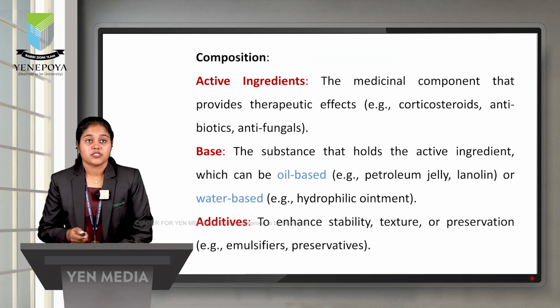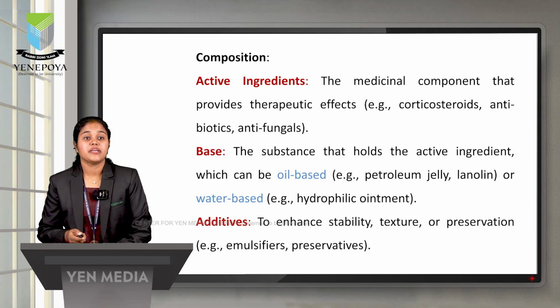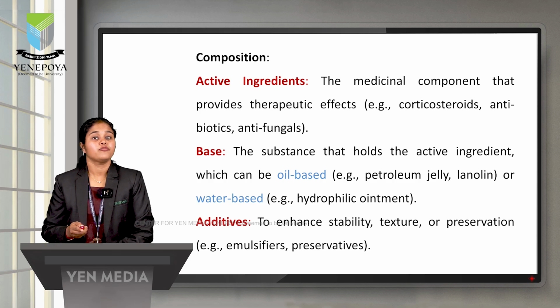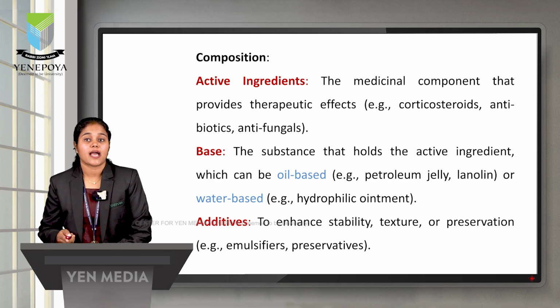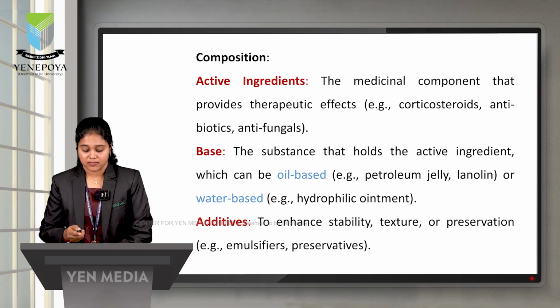We will see what the composition of this is: active ingredient, base, and additives. The active ingredient is mainly responsible for the therapeutic effect. You can take corticosteroids, antibiotics, antifungals. These drugs can be given in the form of a semi-solid dosage form, that is, in the form of an ointment. The base is the substance that holds the active ingredient, which can be oil based, like petroleum jelly or lanolin, or water based, like hydrophilic ointment. Additives enhance stability, texture or preservation, for which they can use emulsifiers and preservatives.